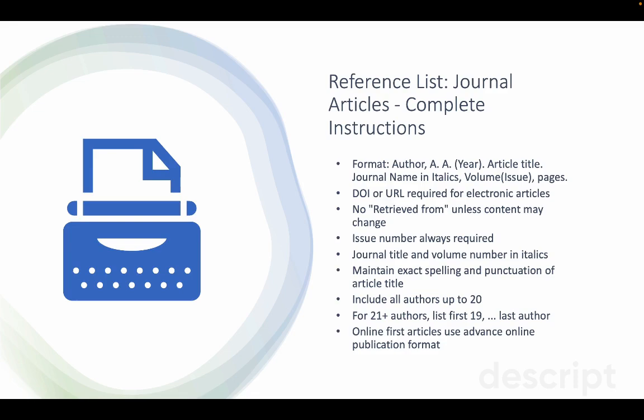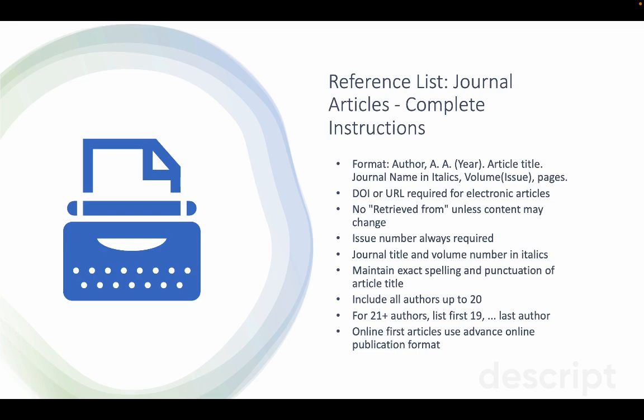Reference list, journal articles, complete instructions. The format would look like the author, comma, a dot, the year. Then you'll have the article title, journal name in italics, comma, the volume, and then the issue in parentheses, comma, pages, period. The DOI or URL required for electronic articles.